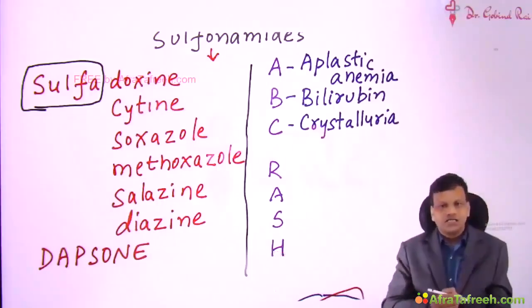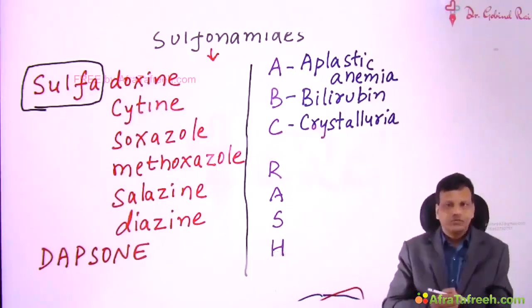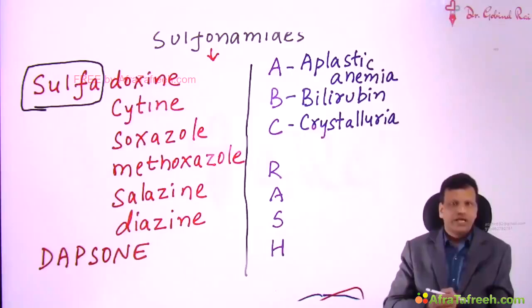Sulfonamides are insoluble in the acidic urine. So when they are filtered by the glomerulus, they come in the tubules, they get precipitated. That is called crystalluria. If the crystals are big enough, they can lead to obstruction, which can even lead to renal failure. So crystalluria can lead to renal failure.